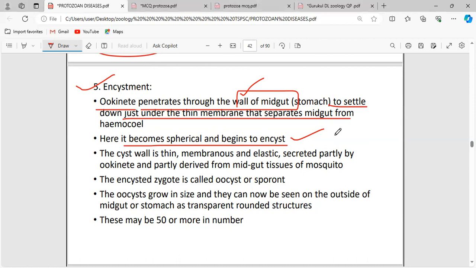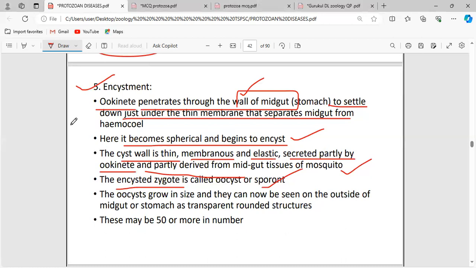During favorable conditions, this encystment will undergo the process of excystment, and they are going to reach the salivary glands and then a normal healthy person. Now, this cyst wall is thin, membranous, and elastic, secreted partly by the ookinete and partly derived from the midgut tissues of the mosquito. The encysted zygote is called the oocyst or the sporozoan.